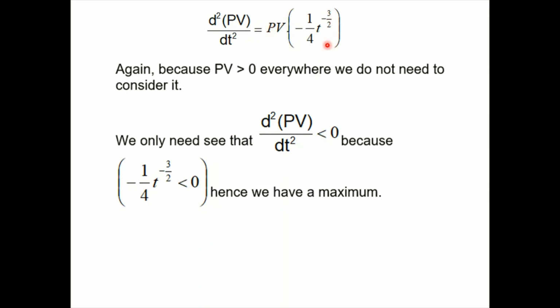If we look at PV, the present value function, this is going to be positive. It's an exponential function, so we don't need to consider it. And then what we have left is what's in the bracket, and we can very clearly see that with a negative sign, it is less than 0. So we do have a maximum, and what that is telling us is that the time period that we have identified, if we sell our work of art at that time period, then we will maximize the present value of our asset.